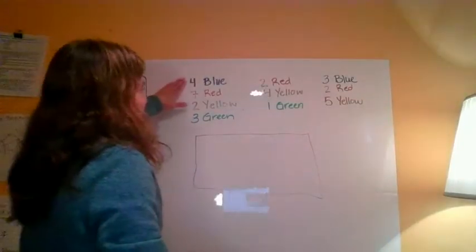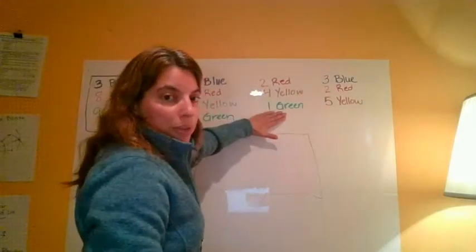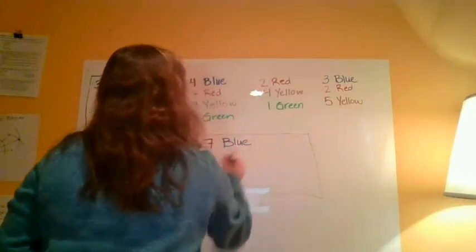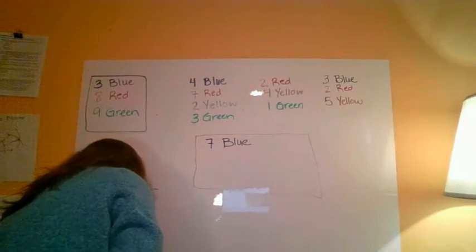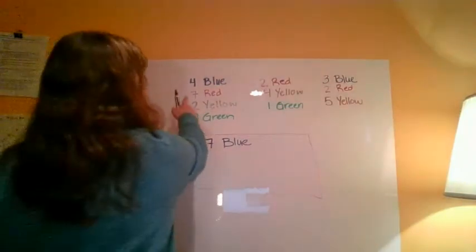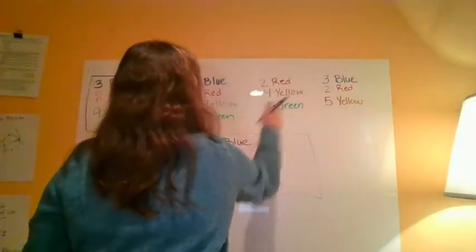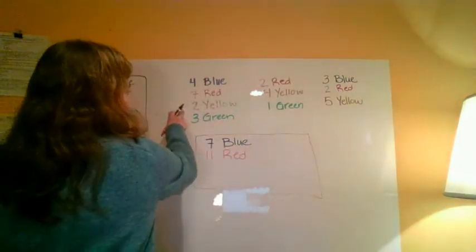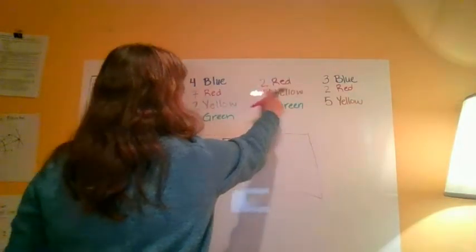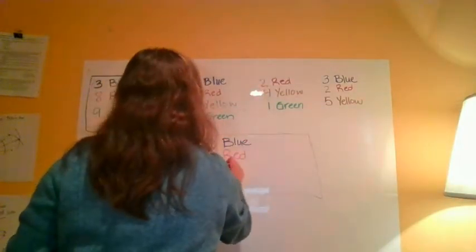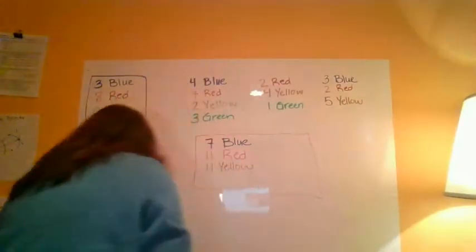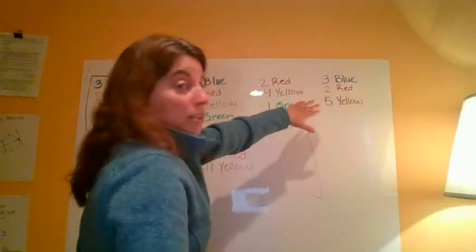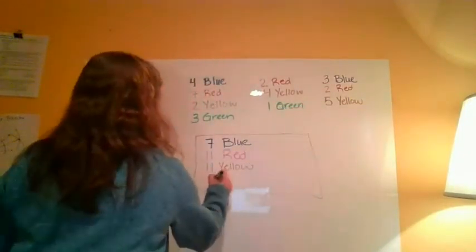So if we're looking at blues, we have 4 blues, we have no blues here, and we have 3 blues. Altogether, that's 7 blues. With reds, we do have reds in every group. So we have 7, and 2 more is 9, and 2 more is 11. So we have 11 reds. Yellows, we have 2, and 4 is 6, and 5 is 11. And then for green, we have 3, and 1 is 4, and none to add in from that last group. So we just have 4 greens.